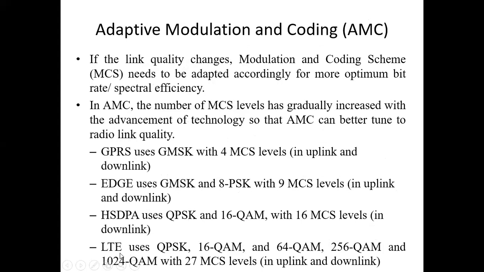With LTE and 5G, I'll add 5G here and correct this slide. With LTE and 5G, it is always 27 MCS levels. The number of possible modulation schemes can be 3, 4, or 5, up to 64 QAM, up to 256 QAM, or up to 1024 QAM. But the total number of MCS levels is always the same in both downlink and uplink. Anyway, with a higher number of MCS levels, you can better tune to the current radio link. The radio link quality will keep varying. So if you have too many levels, then you can.